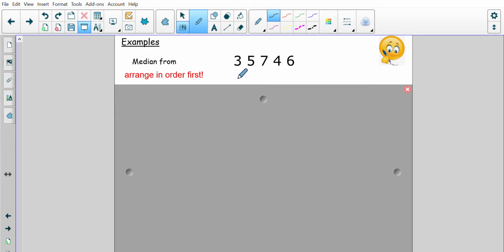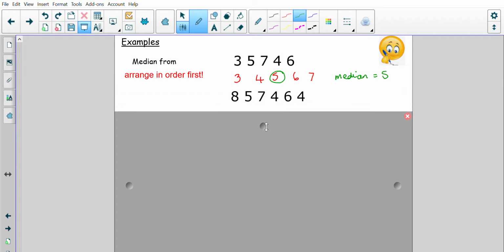Okay, so I'm going to order the numbers. That's going to give me 3, then 4, then 5, then 6, then 7. I'm not being able to change colour pen here. It doesn't seem to like it, but, oh, there we go, we've got green. I can see that the middle is 5. So I can circle that and I can say the median is equal to 5.